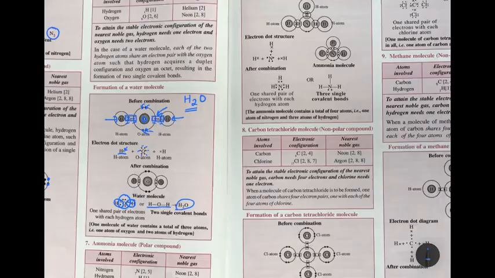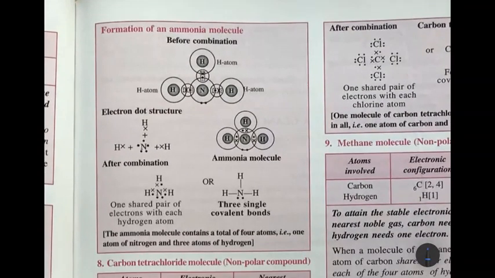Now next we move on to the formation of ammonia. Formula of ammonia is NH3. So how many hydrogen atoms do we require? 3. 1, 2, 3. By now you know hydrogen has only 1 electron in its outermost orbit, which it shares. Each hydrogen will share 1 from nitrogen.